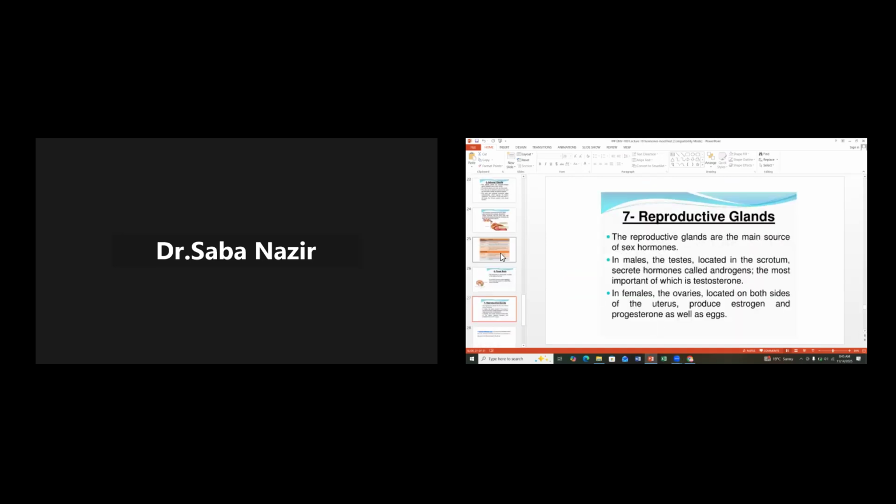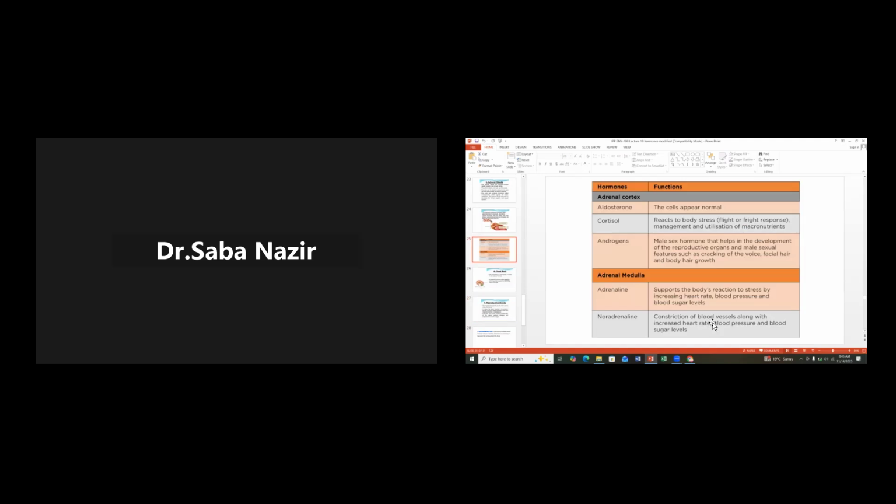Now, the next part of the adrenal gland is the adrenal medulla. The adrenal medulla releases a hormone, adrenaline. It supports the body's reaction to stress by increasing the heart rate. When we are under stress, this is something we need to understand. It is related to metabolism.